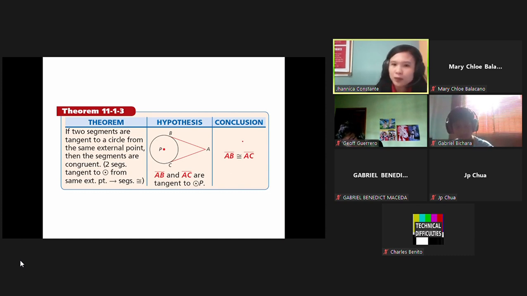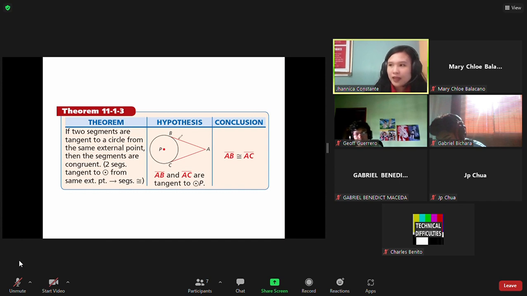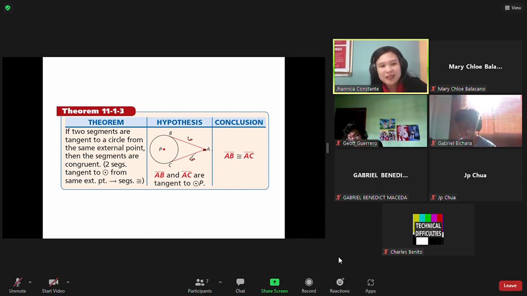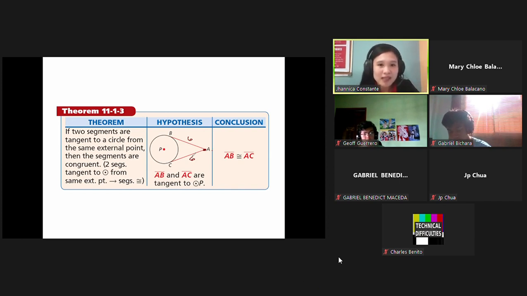For example, we have here in the circle a tangent AB and tangent AC. And they have their common endpoint, which is A, forming an angle A. The two tangents form an angle, which is A. So these two tangents, tangent AB and tangent AC, are congruent. So if AB is equal to 6, AC is also equal to 6. So let's apply this theorem in finding the measurement of our line segment.